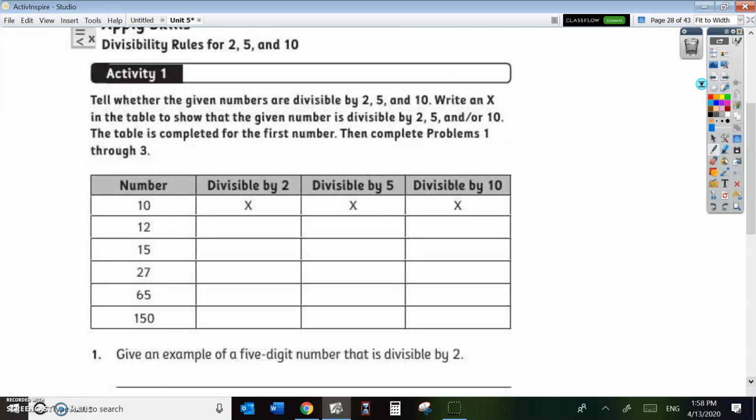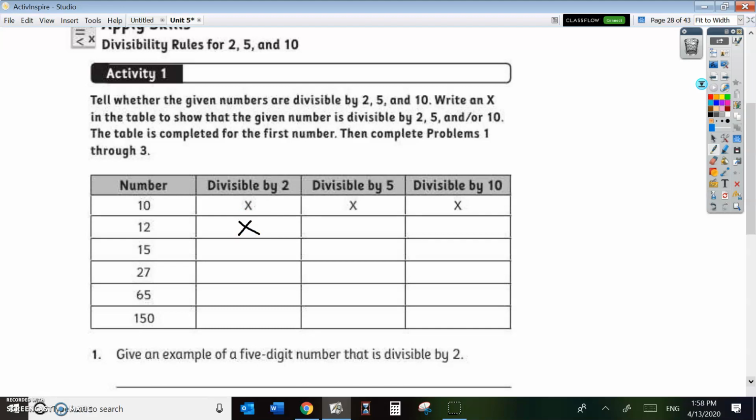Tell whether the given numbers are divisible by 2, 5, and 10. Write an X in the table to show that the given number is divisible by 2, 5, and or 10. The table is completed for the first number, then complete problems 1 through 3. So ten is divisible by all of those. 12 is divisible by 2. It is not divisible by 5, not divisible by 10.